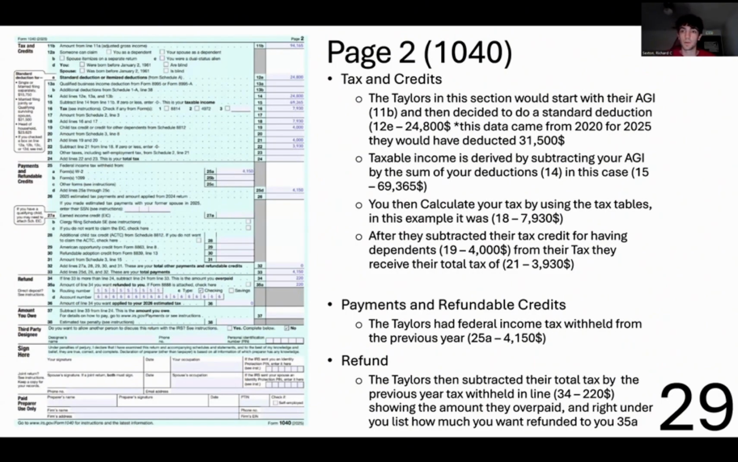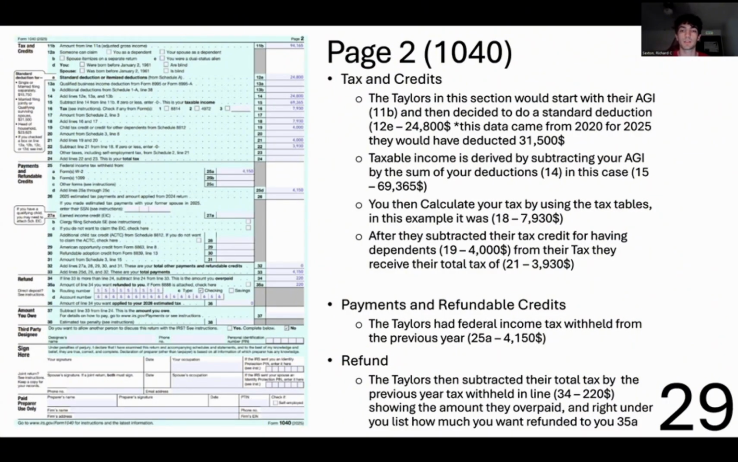This data came from 2020, to preface this. For 2025, they would have deducted $31,500. Taxable income is derived by subtracting the sum of your deductions from your AGI. Line 15, in this case, is the sum, being $69,365. You then calculate your tax by using the tax tables. In this example, it would equate to $7,930 on line 18.